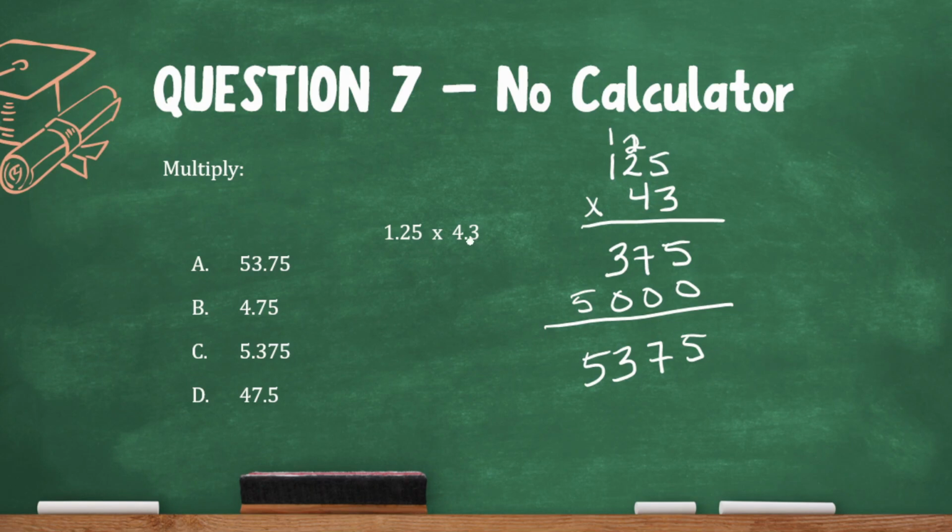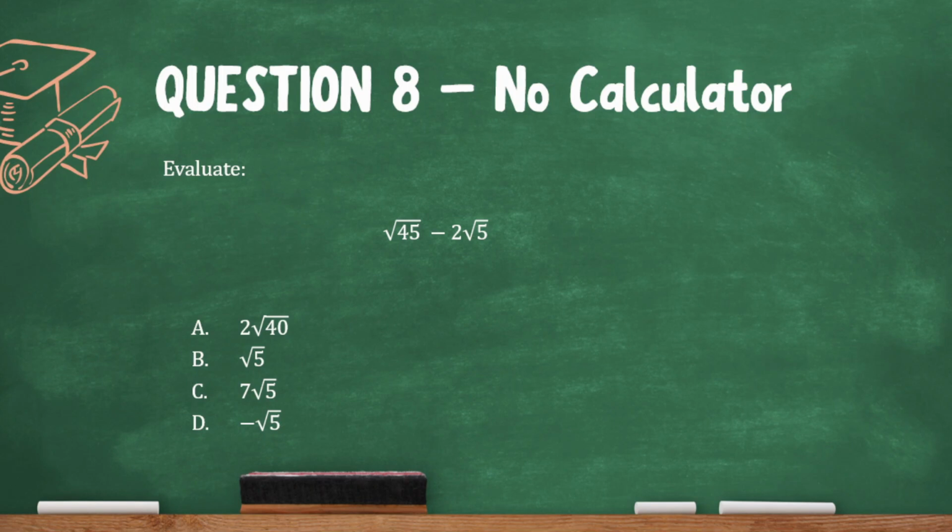Now what do I do with my decimals? I'm going to count the number of digits that come after decimals. 1, 2, 3. And that's how many places I need to move over from the right. So 1, 2, 3. My answer is 5.375. So that would be C.